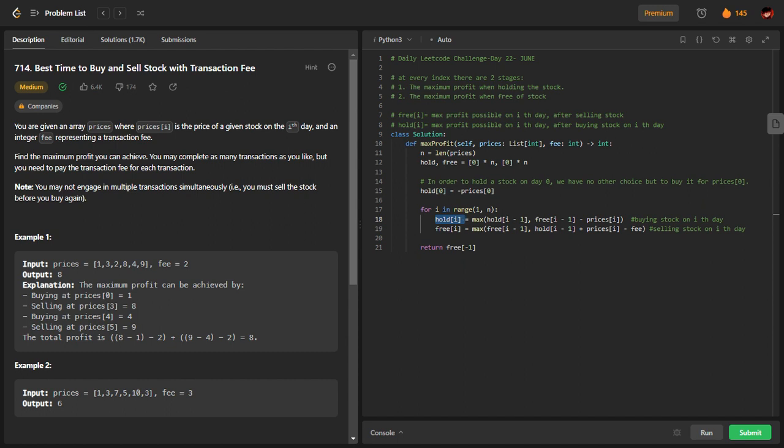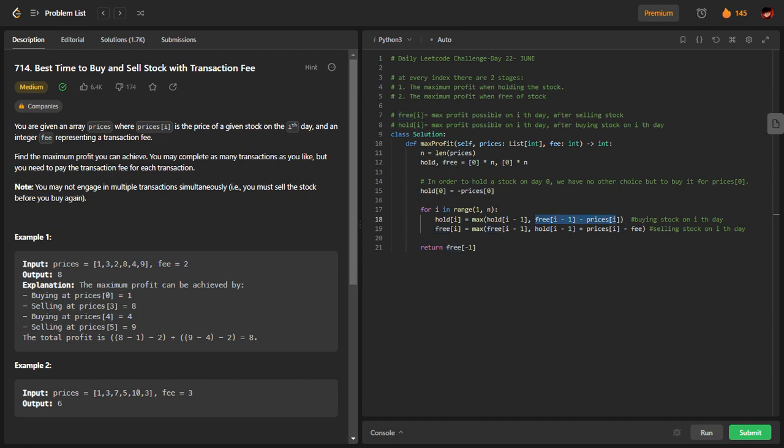In this case, I'm just continuing with whatever was there previously with me. Hold of I means whatever profit I have made previously, I will just continue the same way, that is, I am not doing any transaction. The highlighted text refers to that. The other case, as I mentioned, is that I am going to grab a stock. If I am going to grab a stock, what is the thing I have to do?